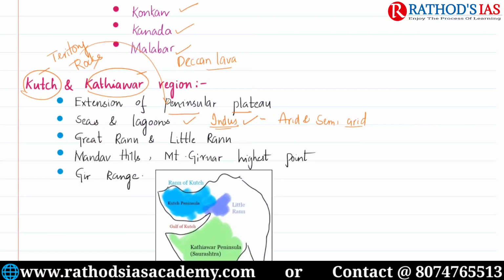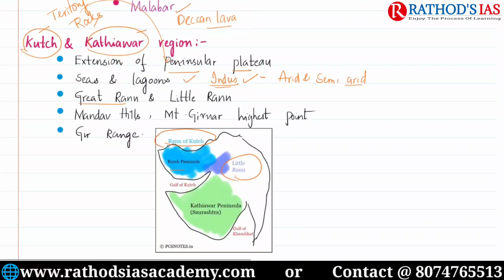And especially we have a salt soaked plain to the north of this Kutch. This salt soaked plain is called the Great Rann, and we also have the Little Rann.